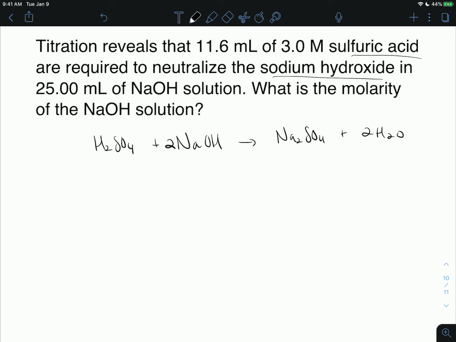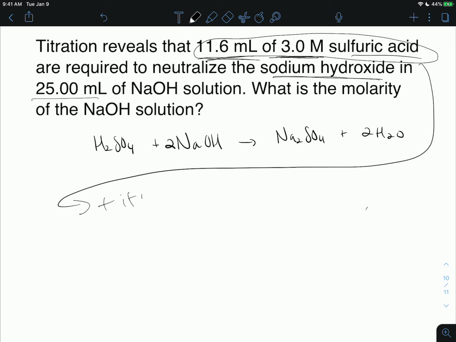Titration reveals that 11.6 milliliters of 3 molar sulfuric acid is required to fully neutralize 25 milliliters of sodium hydroxide. So we have a volume and a concentration. We know that this is our titrant, or our standard solution. As such, this must be our analyte. So we're going to start out with our titrant and figure out how many moles of our titrant we have. We have 11.6 milliliters of sulfuric acid.